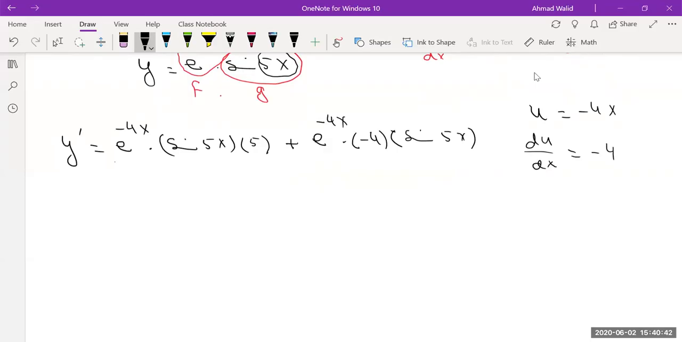You see, I have here e to the negative 4x. I have here e to the negative 4x. Between these two terms, I can take e to the negative 4x as a common factor. Then I can write y prime equals e to the negative 4x times what is left here? 5 sine 5x. Negative times positive gives you negative 4 sine 5x.